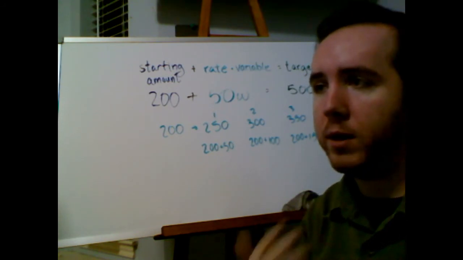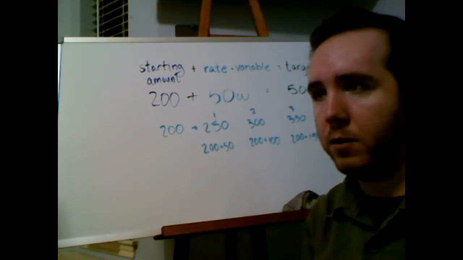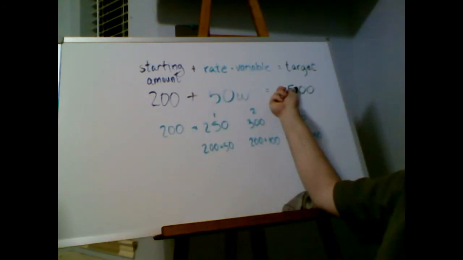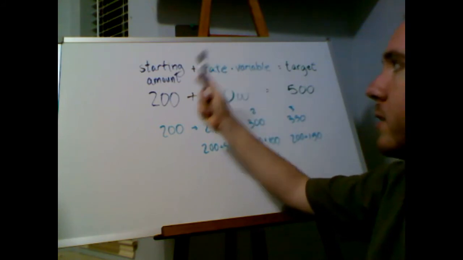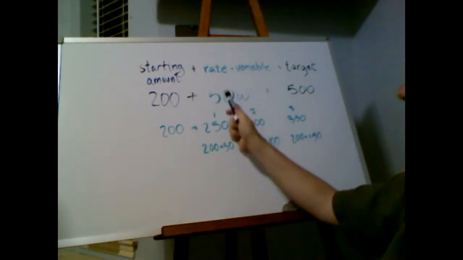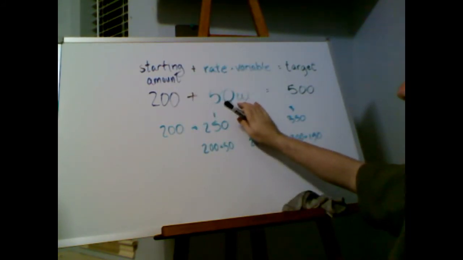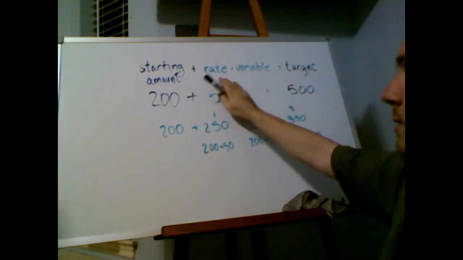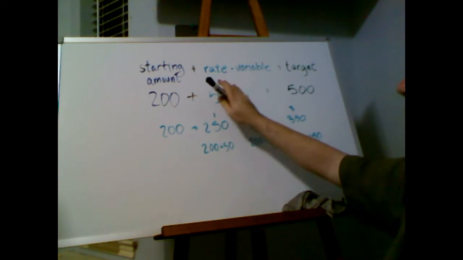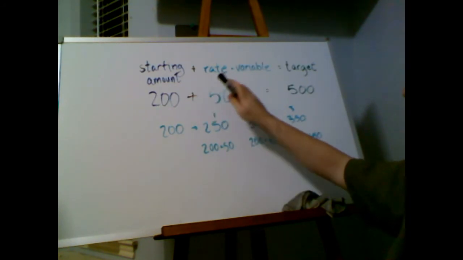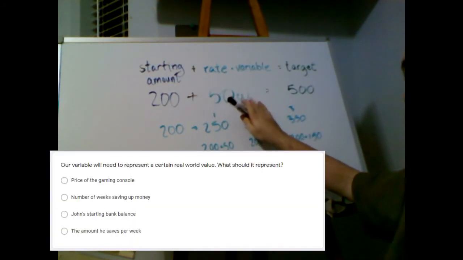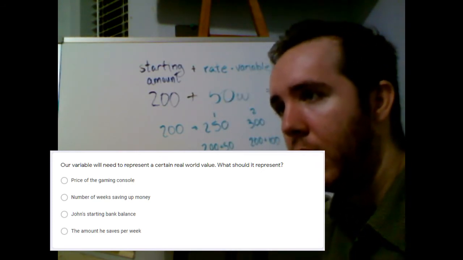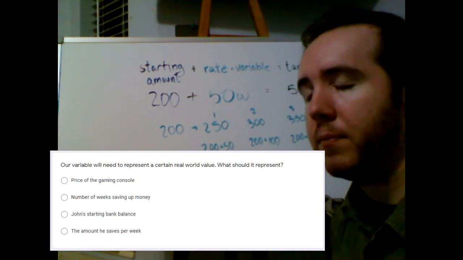Our variable will need to represent a certain real-world value. In this case, it's not the price of the gaming console, it's not his starting bank balance, and it's not even this number. It's next to the variable, but it's not the 50. 50 is the rate. The rate is not the same as the variable. The rate is its own thing. But the variable is W, which stands for the number of weeks that he's saving up money. So for that one, our choice is B.